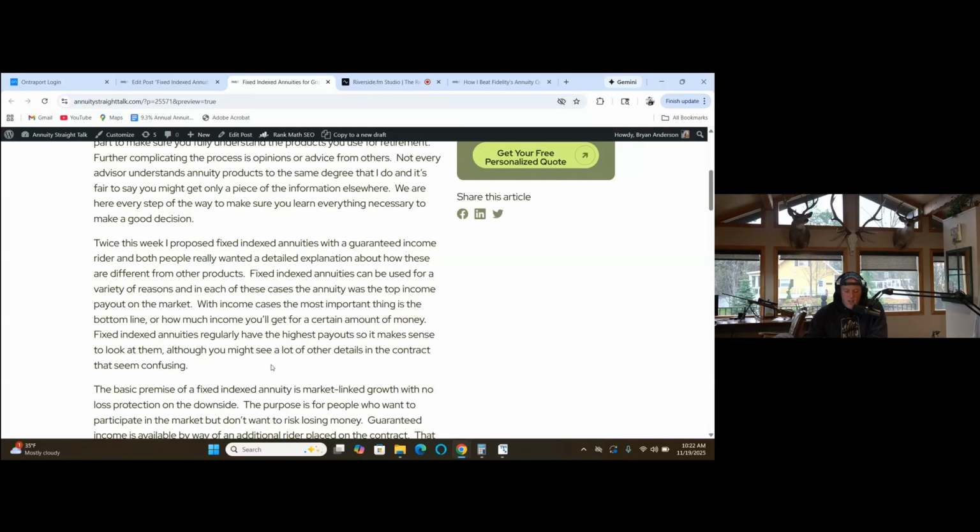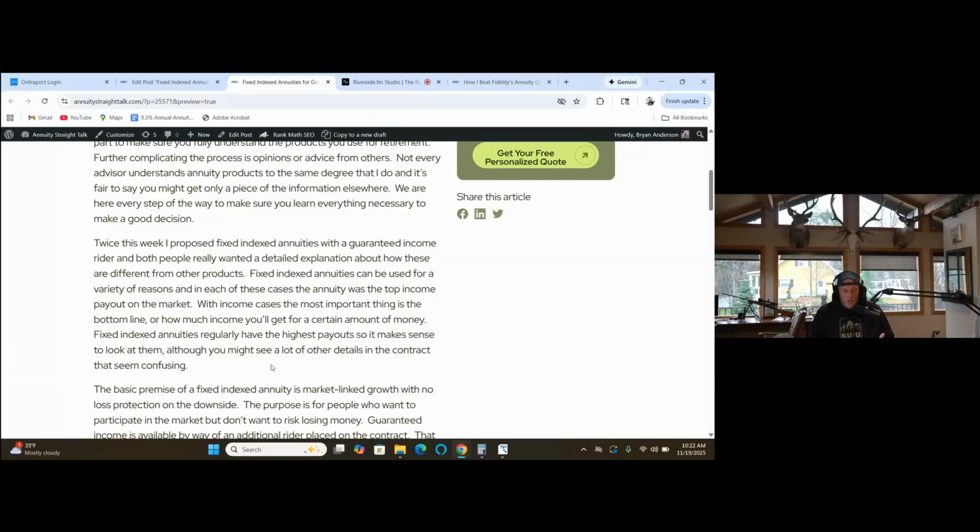So fixed index annuities can be used for a variety of reasons. In each of these two cases, the annuity was the top income payout on the market. So what was important to them was that their goal was, hey, we want the most efficient payout. I give them the payout. That's the bottom line. What's the guaranteed income for life? And fixed index annuities regularly have the highest payouts. So it makes sense to look at them.